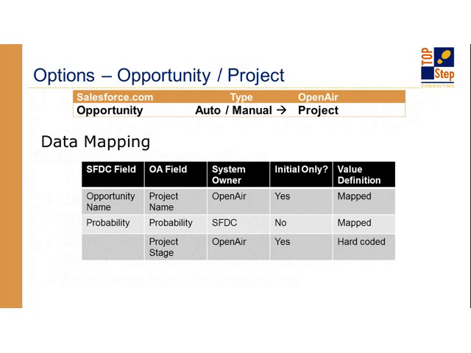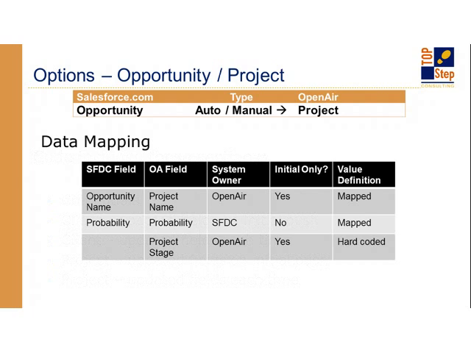The question you want to ask is, which system should own the project name? Is it OpenAir or Salesforce? Well, I think you want to be able to change the project name in OpenAir. So therefore, OpenAir we're going to say is the system owner. So therefore, we only want to populate that in the initial push when the project is created. It would equal the opportunity name. But after that, you want to be able to control it from OpenAir, right?